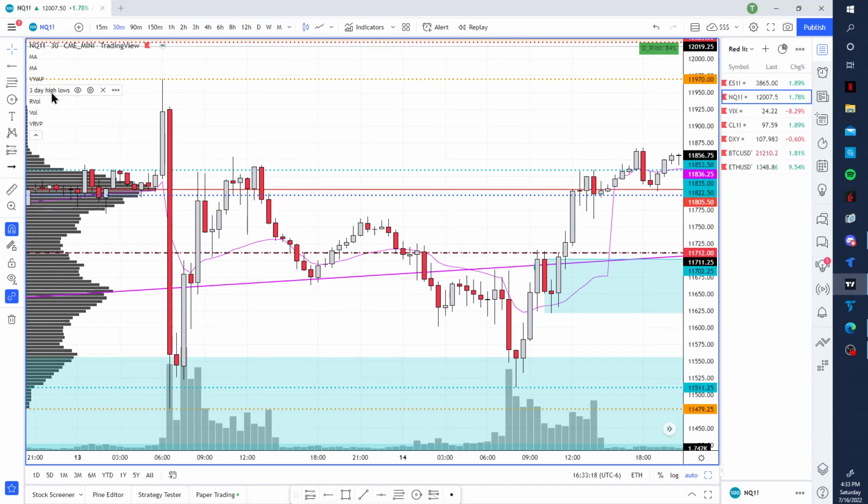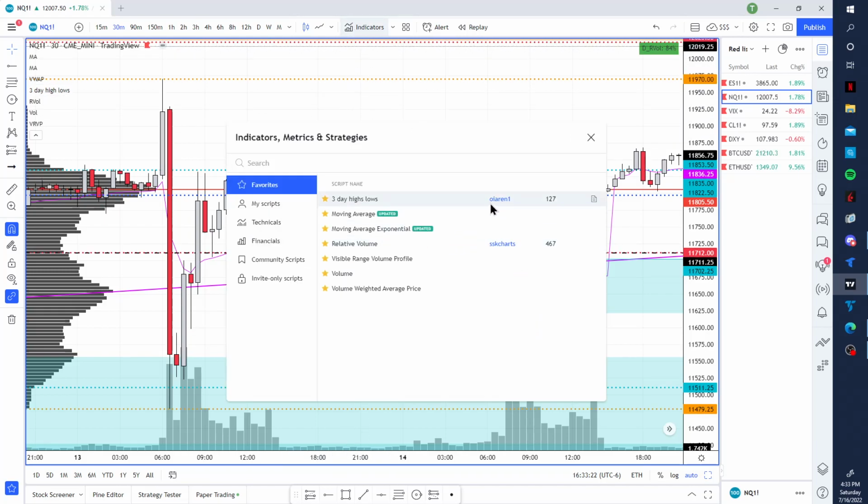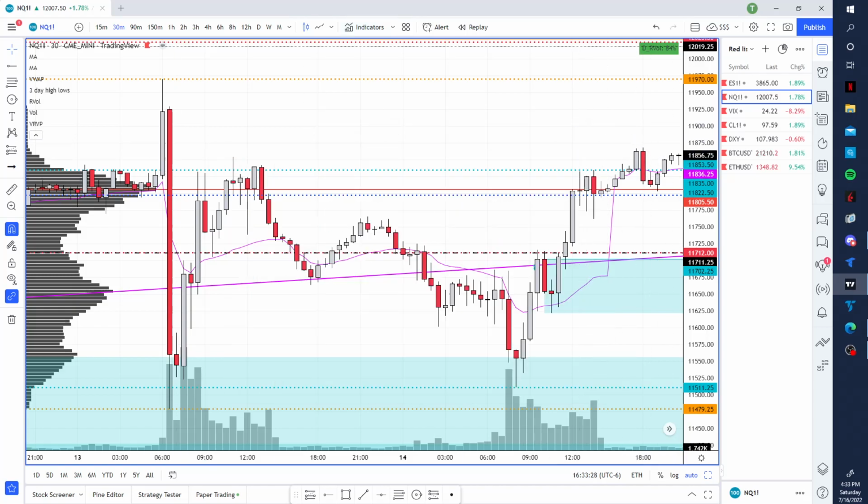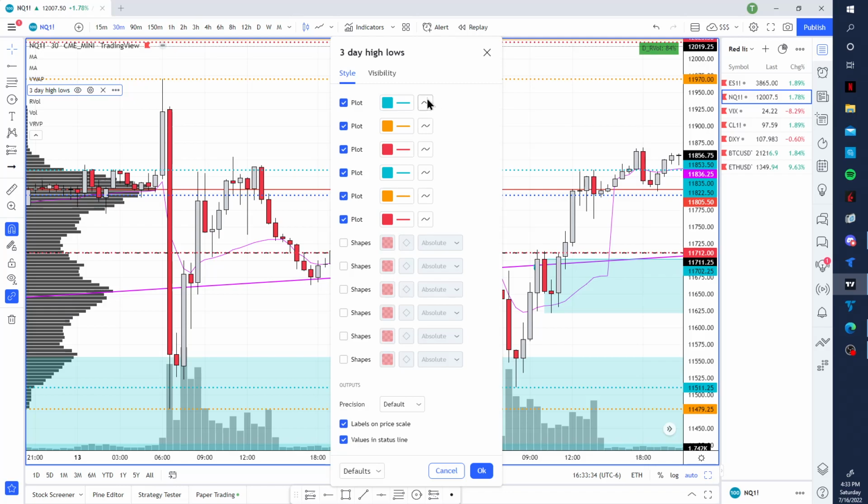The next one is the 3-day highs and lows. This is an indicator by Orion 1, OIAREN 1. And what this does is it plots the previous 3 days high and low price. And it does this by doing different colors for each one. I got blue for the previous day, orange for 2 days ago, and red for 3 days ago.